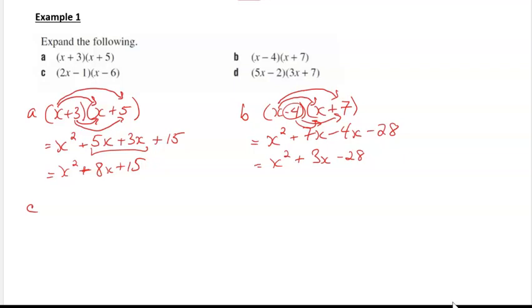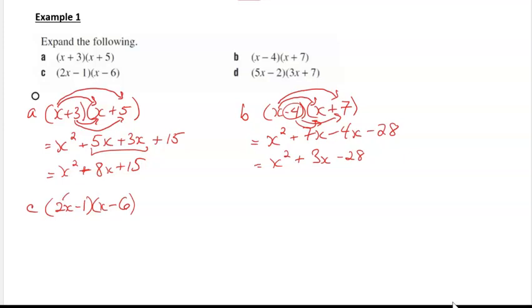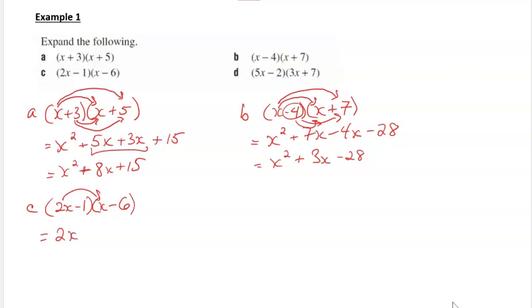Now for C, we're looking at 2x minus 1 times x minus 6. So we've got two minuses in here. So now we've got 2x times x. And so we've got 2 times x times x. So we have 2 times x squared, not in brackets, it's just the x that's squared. And then we have 2x times negative 6. So that means minus 12x, or plus negative 12x. And now we've got negative 1 times x.